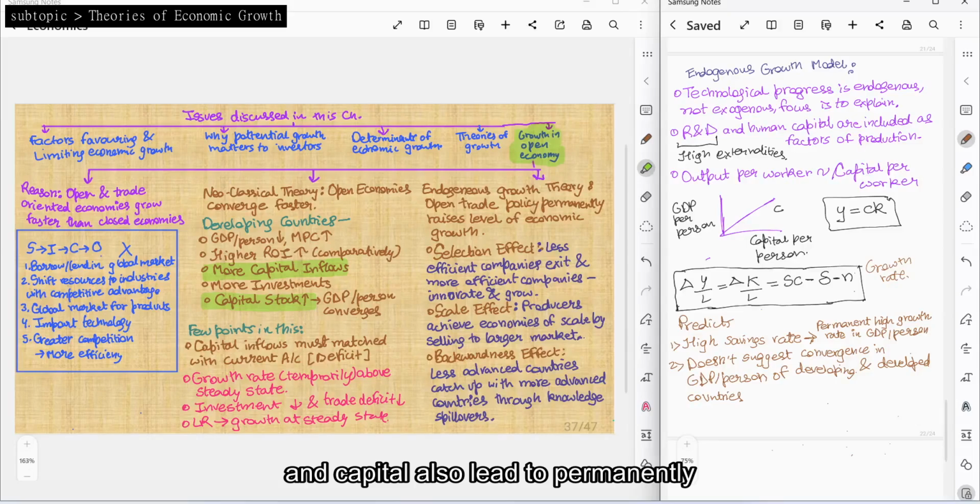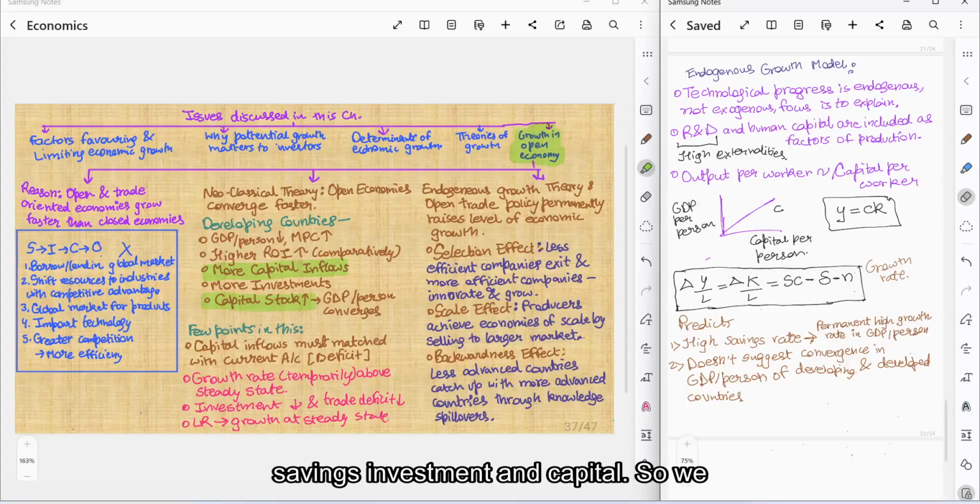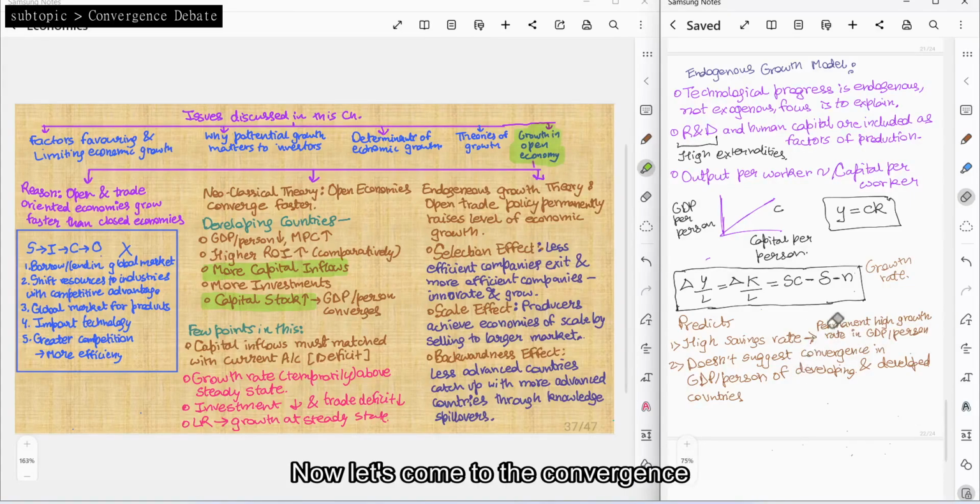Higher capital also leads to a permanently high growth rate in GDP per person. So we can say that this model overcomes the limitation of the neoclassical model, which we have discussed, regarding technology impact, savings and investment, and capital. So we have seen the three theories of growth. Now let's come to the convergence debate.